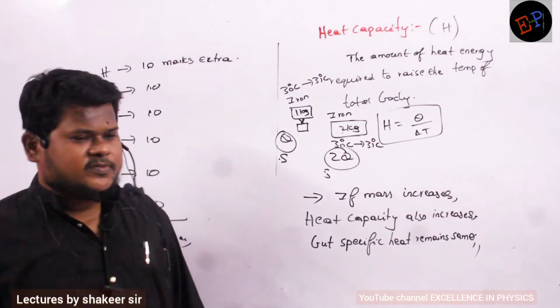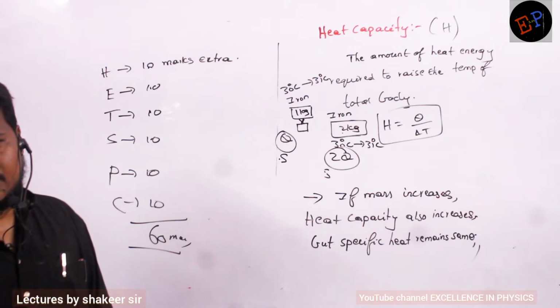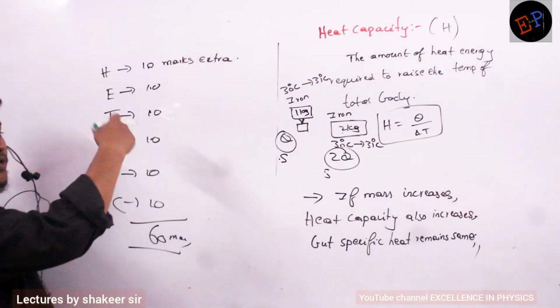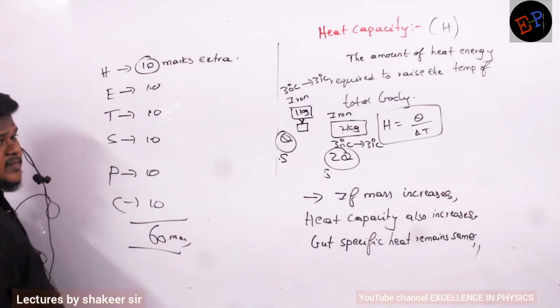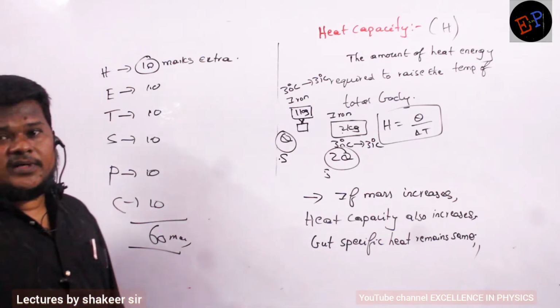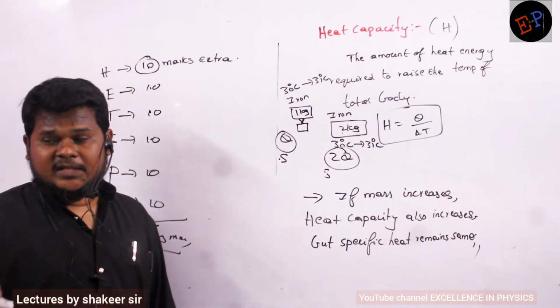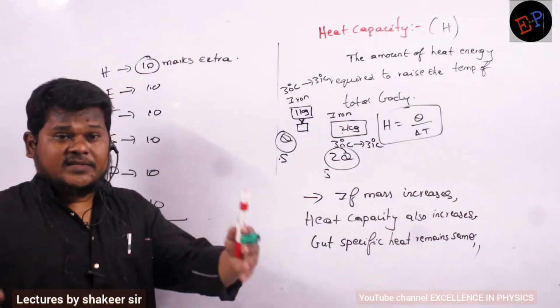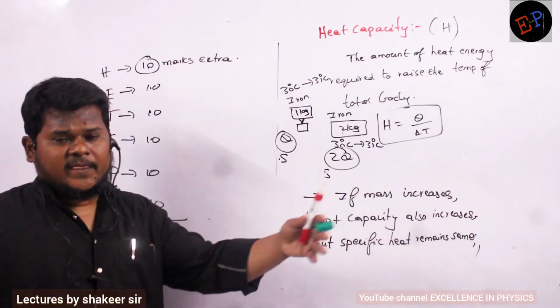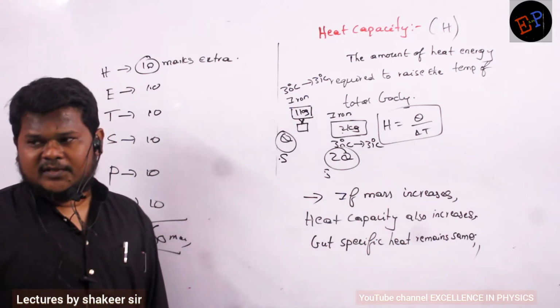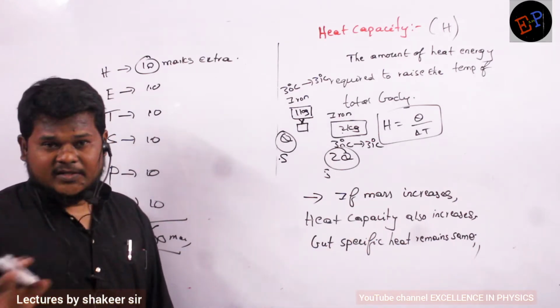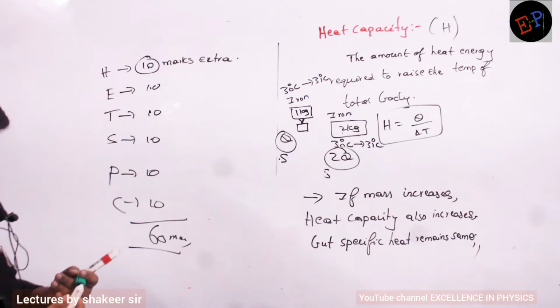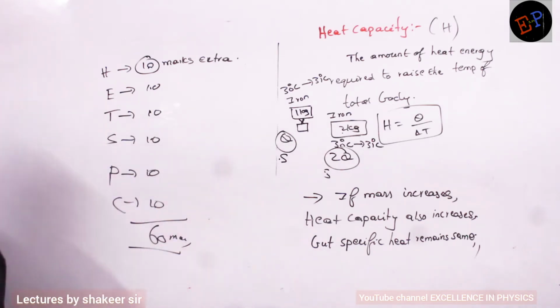Same concept with specific heat and heat capacity. Are you able to understand? For every 1 kg, you have to supply 10 joules of heat energy. For every 1 kg, that is called specific heat. Now as the number of kgs increases, you have to supply more heat energy. That is heat capacity. So that is the difference between specific heat and heat capacity.